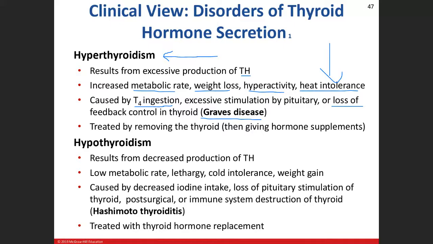So how do we treat this? Take away the culprit that's causing this. Get rid of the thyroid gland. Take it out, and then just give people thyroid hormone.